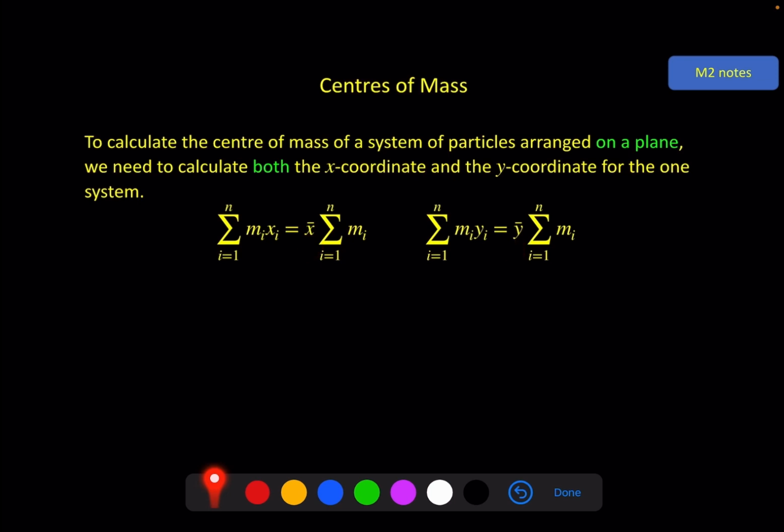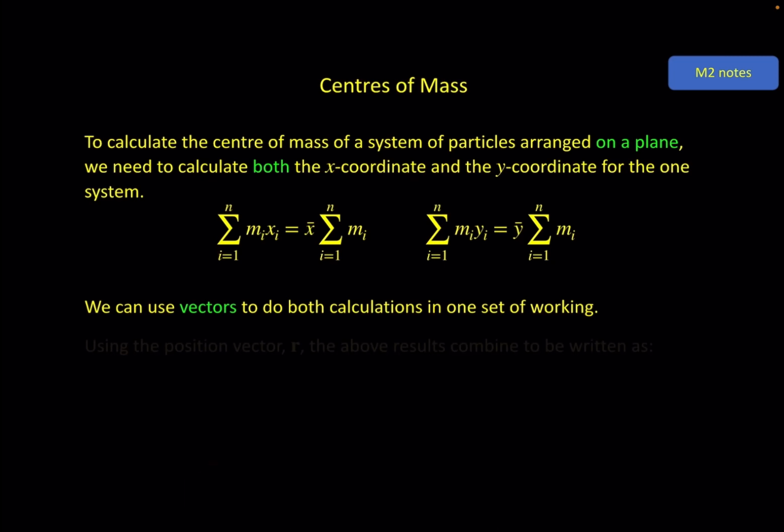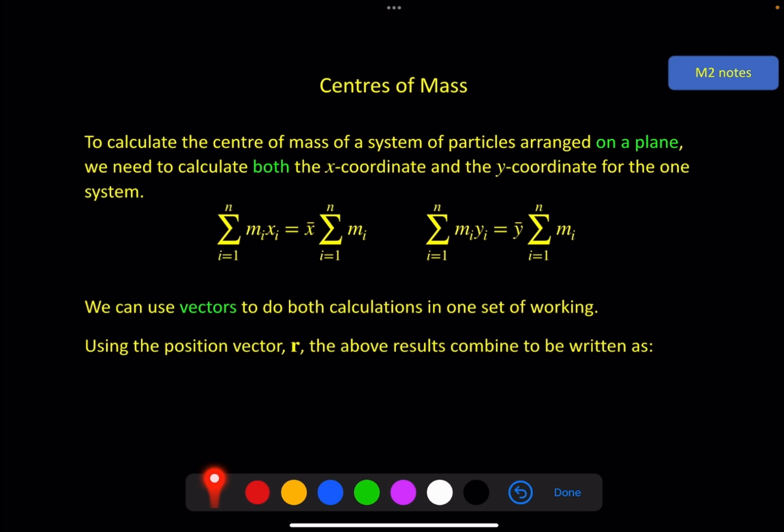So you could do what we've been doing in 2 separate calculations, but there is a slightly better way, and that is to use vectors. So we can do both calculations in one set of working. Using the position vector r in bold to represent vector, the above results combine to be written pretty much the same thing, but with an r here, that's the position vector of the individual particles, and r bar, which is the position vector of the centre of mass.